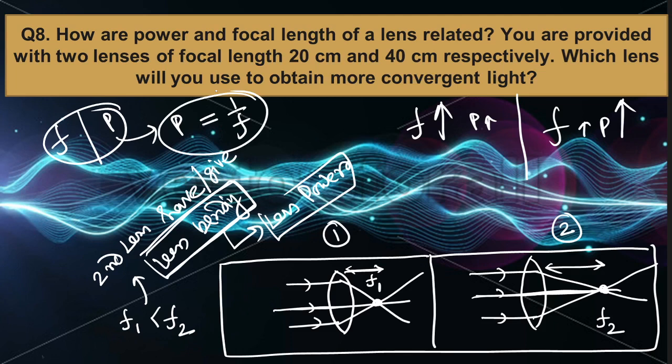Now in the question, for 20 centimeter and 40 centimeter, two lenses. Suppose this is 20 cm, this is 40 cm. So we can say that the lens having 20 centimeter focal length will have more converging power. Clear?